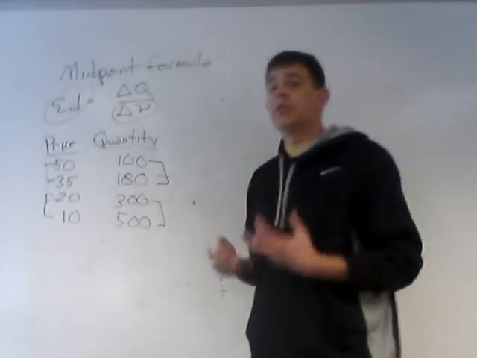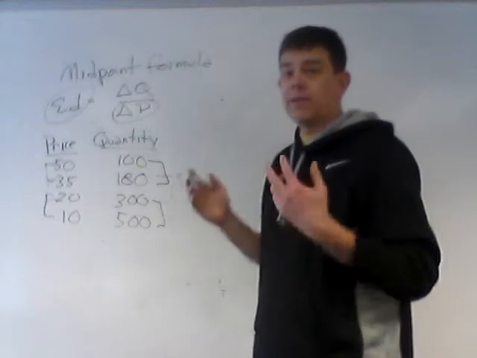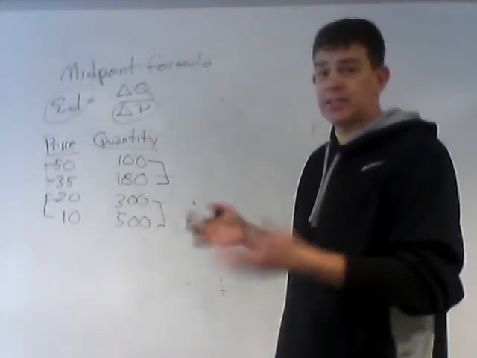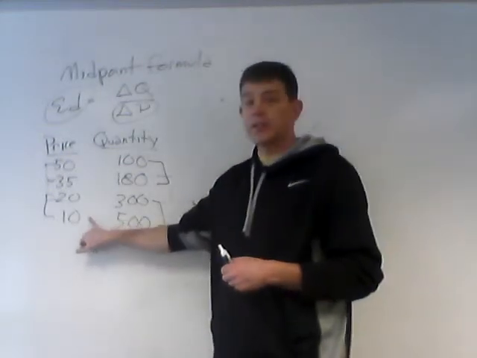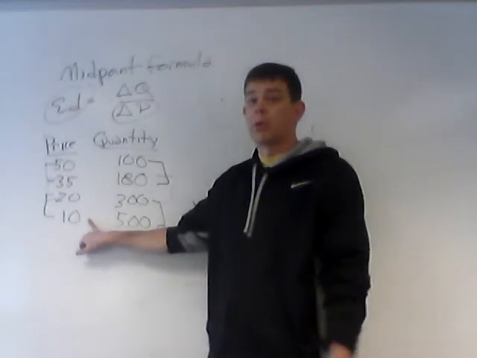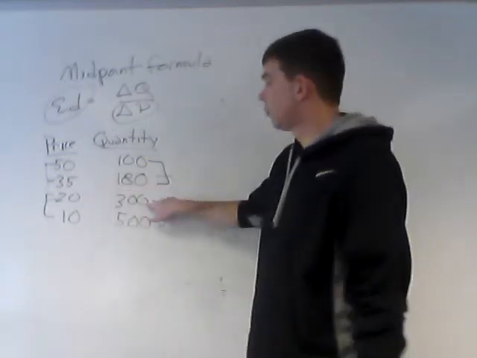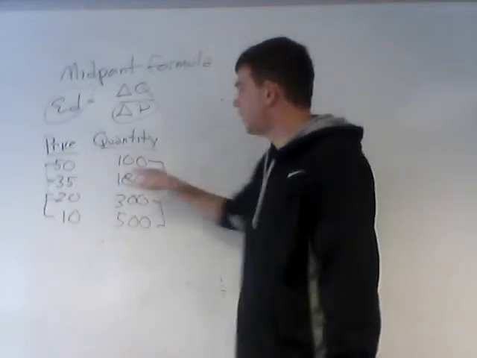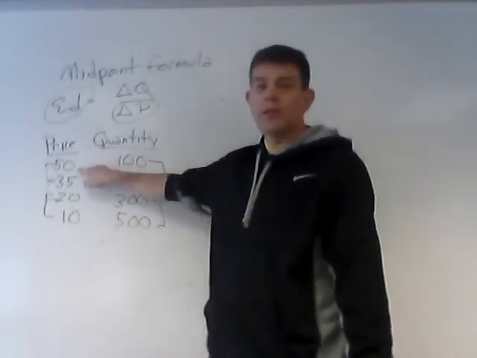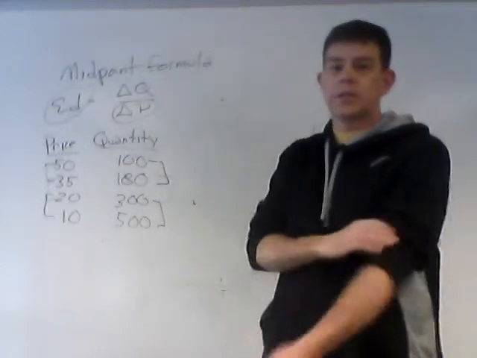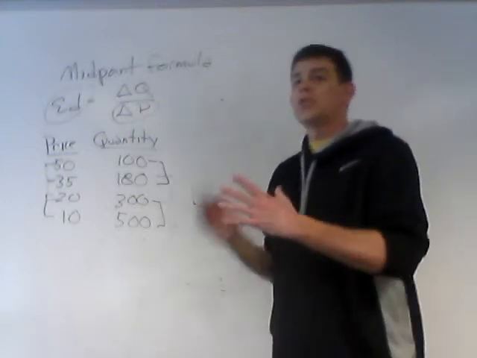Okay? So let's say I own this cool microbrewery, and at various prices, here's how many cases I sell a week. If I have the price of $10 for my super cool microbrew beer, I sell 500. If the price is 20, I will sell 300. If the price is 35, I'll sell 180. And at a whopping $50, I only sell 100 cases. Okay? So what does all this mean?